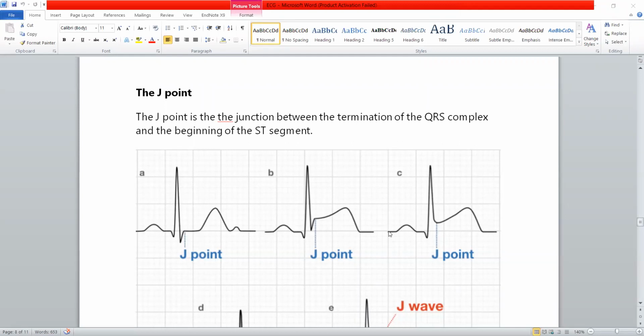This is our reference isoelectric line in reference to which we estimate if the ST segment is above this line, then it means it's elevated. If the ST segment is below this line, then it means it's depressed. So we can only tell ST elevation and ST depression with reference to TP segment. Is that clear now?